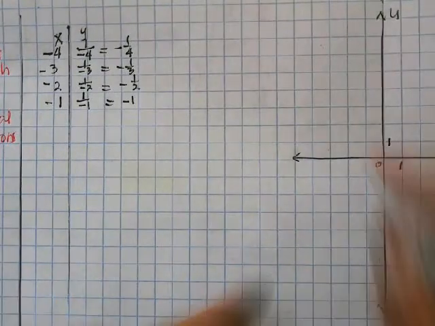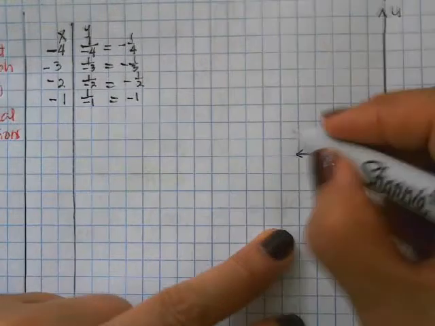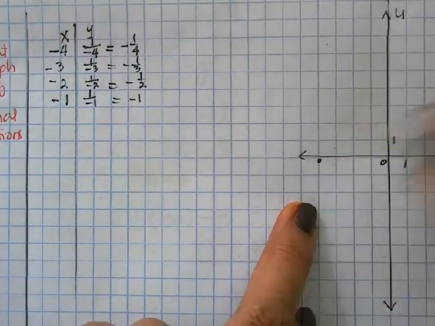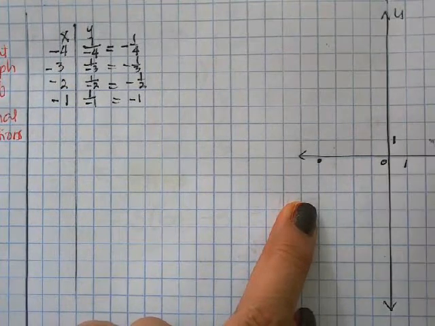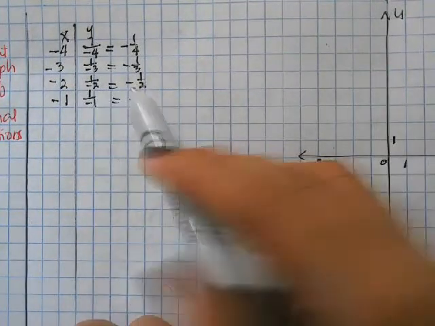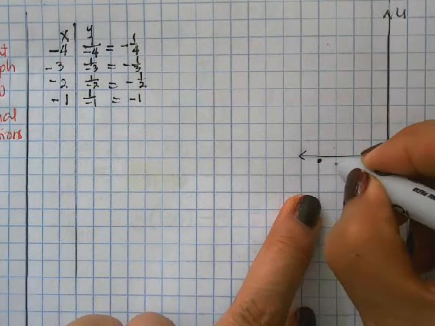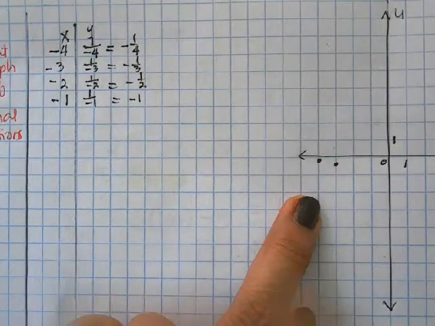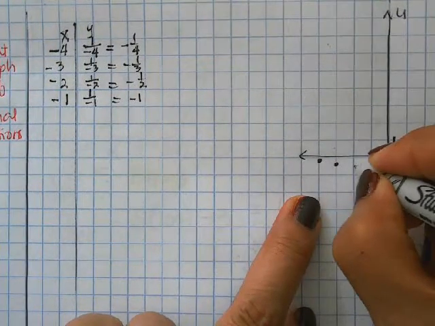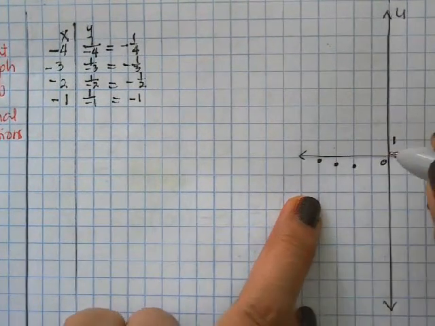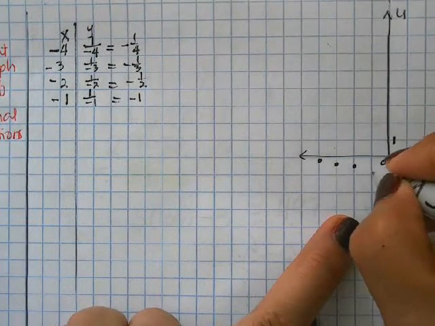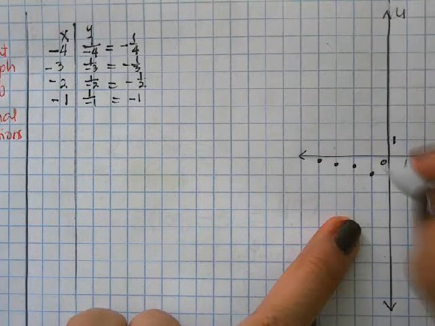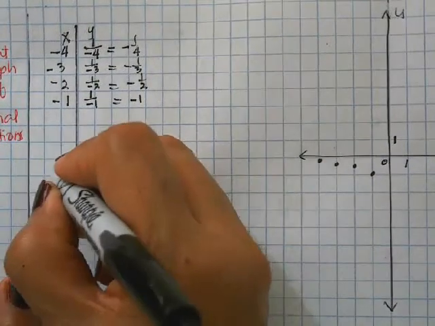So when x is -4, that is -1/4, very close to 0. Then as we go to the right, -3 will become -1/3. So it is decreasing, okay? And -2 will become -1/2. -1 is -1.